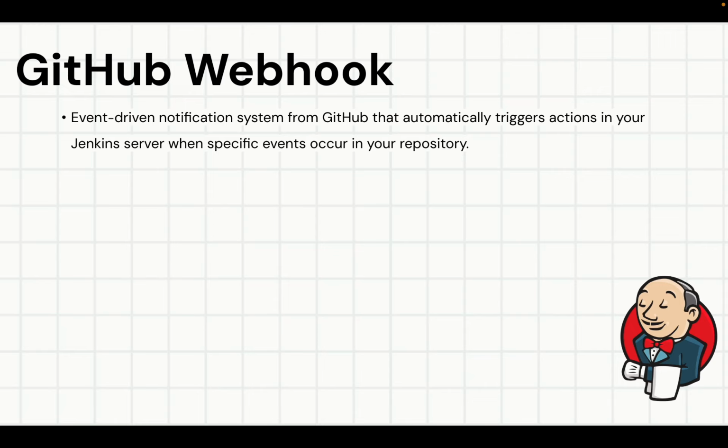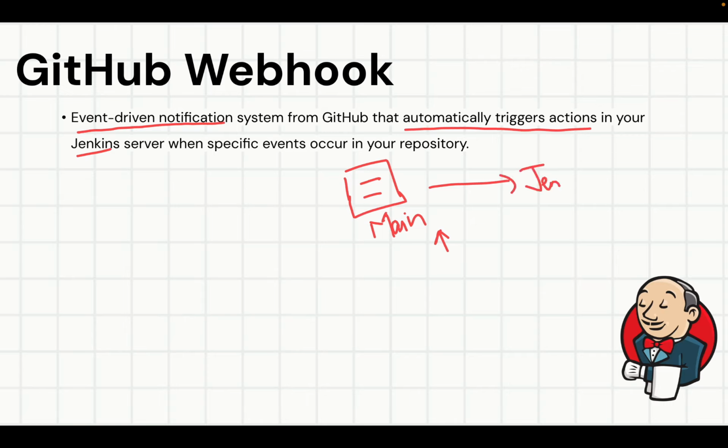So a GitHub Webhook, as per the definition, is an event-driven notification system. So basically, any event that is taking place in GitHub automatically triggers actions in your Jenkins server. So basically, when the code is updated, changed or modified in GitHub, taking an example, this is my code in the repository main and it is updated by the developer. So all the code that has been updated should automatically trigger the Jenkins job. So this is the usage of GitHub webhooks.